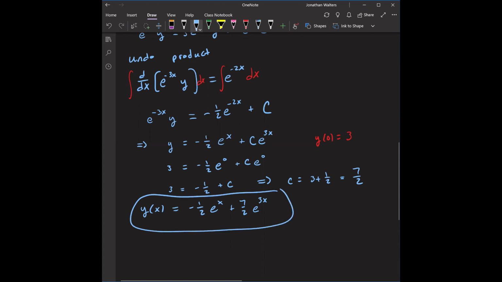Now, that's a unique solution because we have an initial condition here and the function doesn't have any singular points as far as we're concerned. So, good to go on that one.